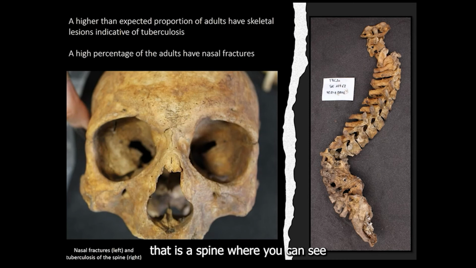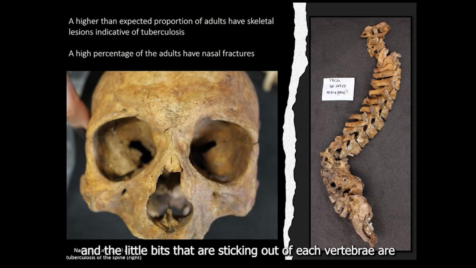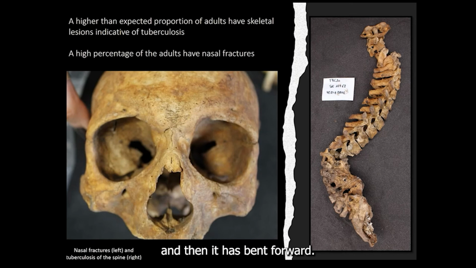But other things that we're seeing in the adult population include tuberculosis, which you can see in the image on the right. That is a spine where you can see the front part of the spine is up to the right side of the picture. And the little bits that are sticking out of each vertebra are the knobbly bits that you feel on your back if you run your finger down your own spine. So you can see that in this case, the lower spine has actually collapsed at the base and then it has bent forward. And this is caused by tuberculosis.